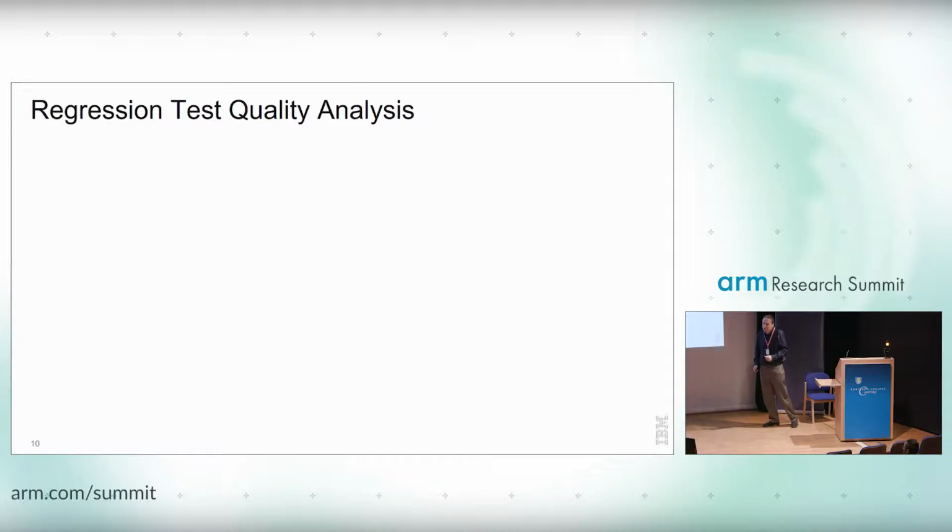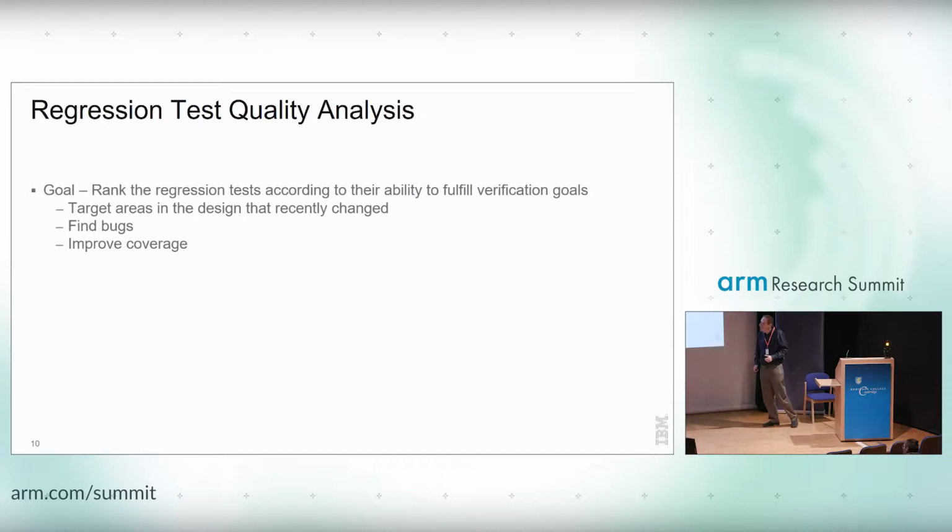So let's start with the regression test quality. The goal here is to rank the regression tests that I have according to their ability to fulfill the goal that I have, and we can have many different goals, like finding bugs or targeting areas that I recently changed, or improving the coverage, or any other goal. And what we are going to do here is a very simple statistical analysis. So sum some numbers, divide by other numbers.